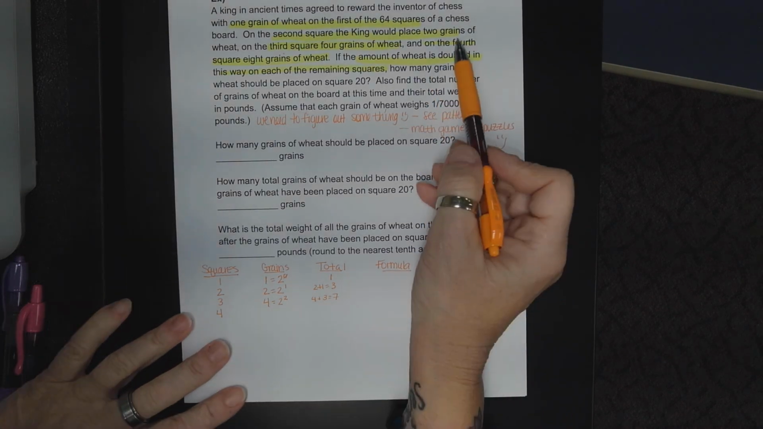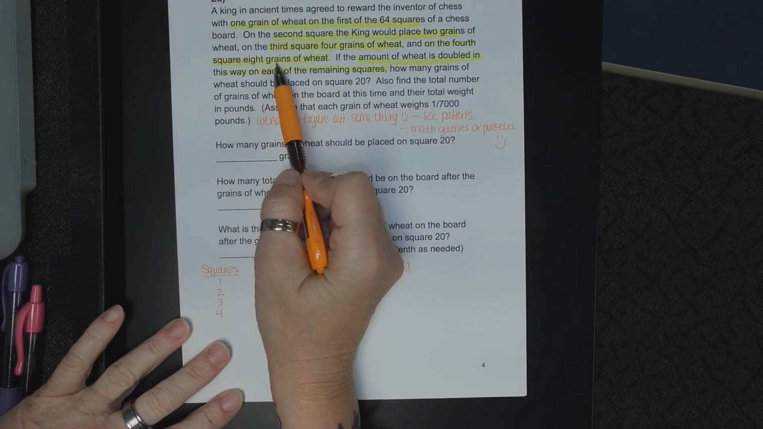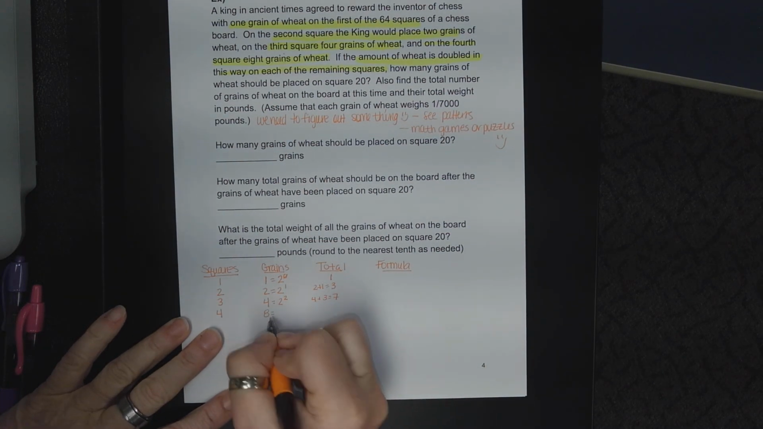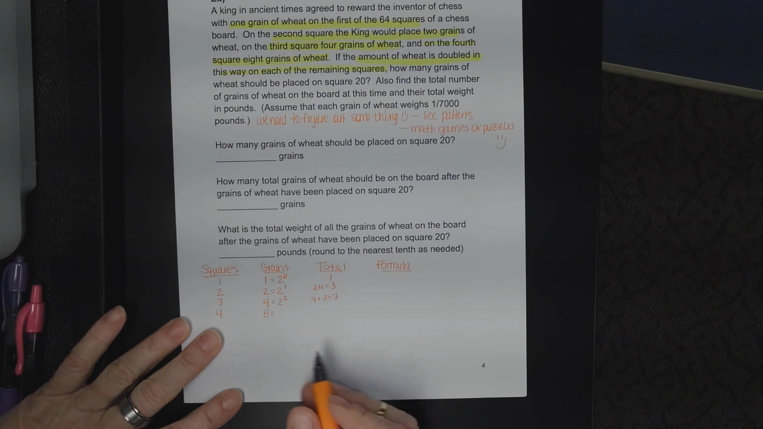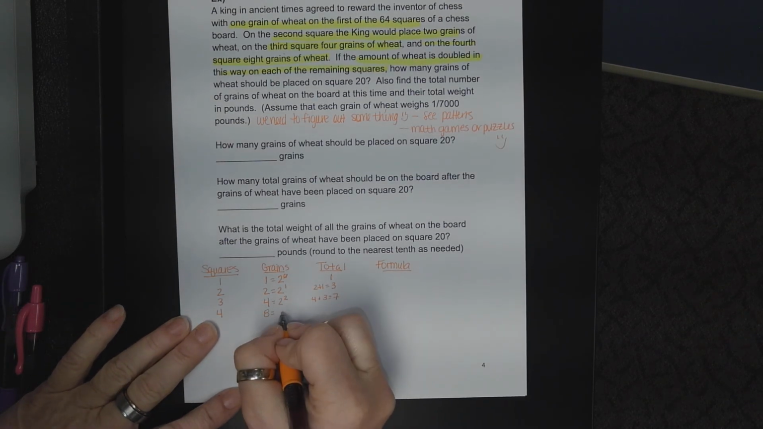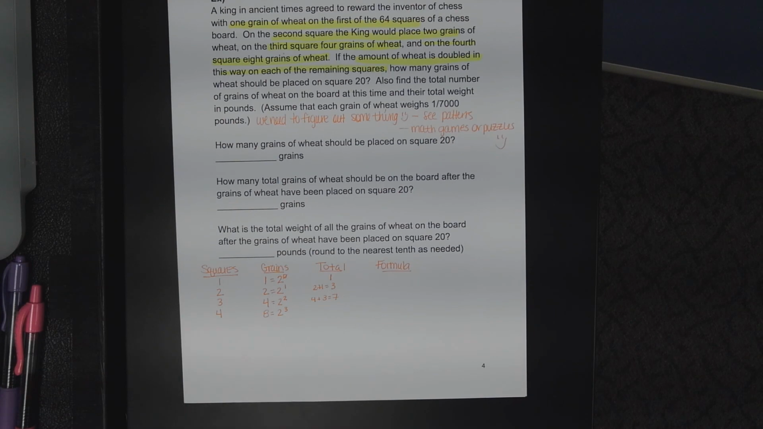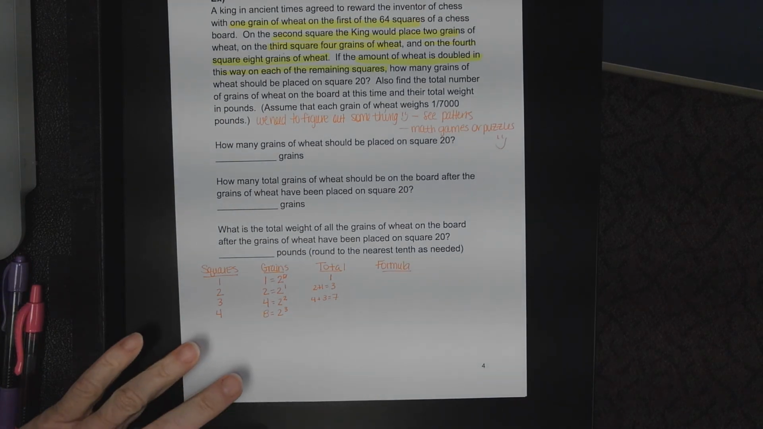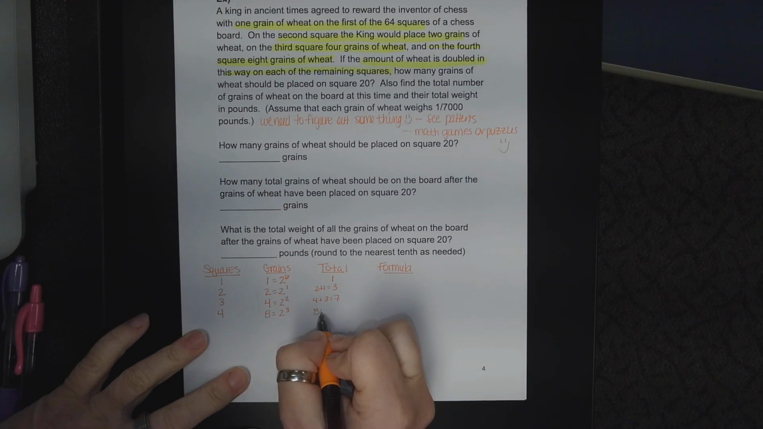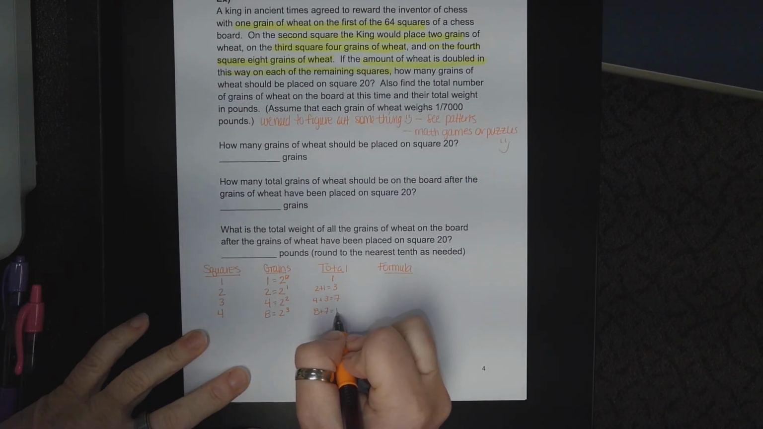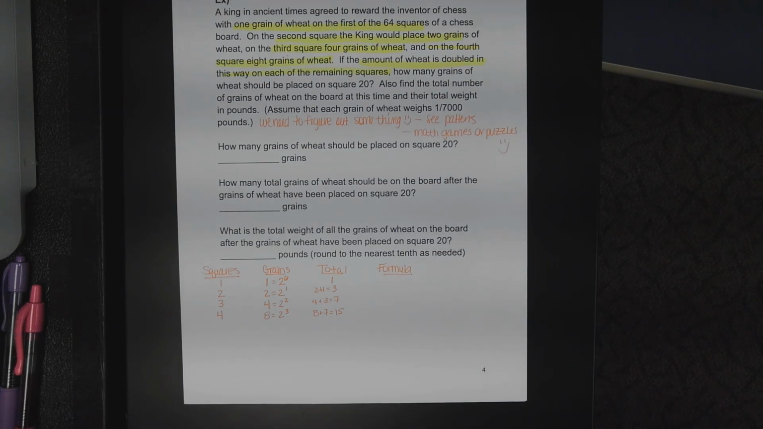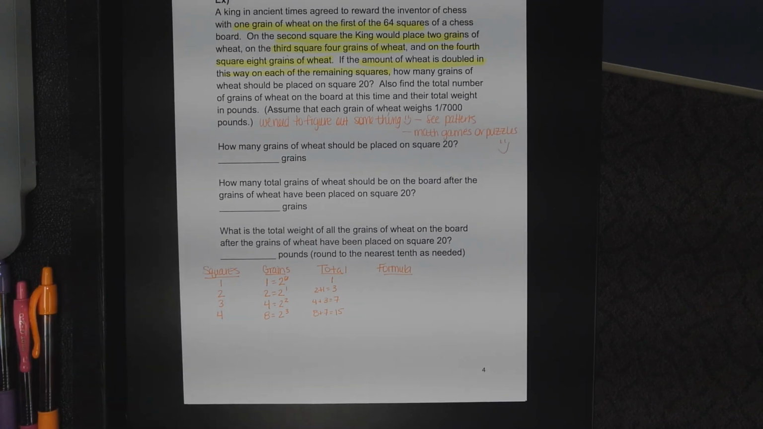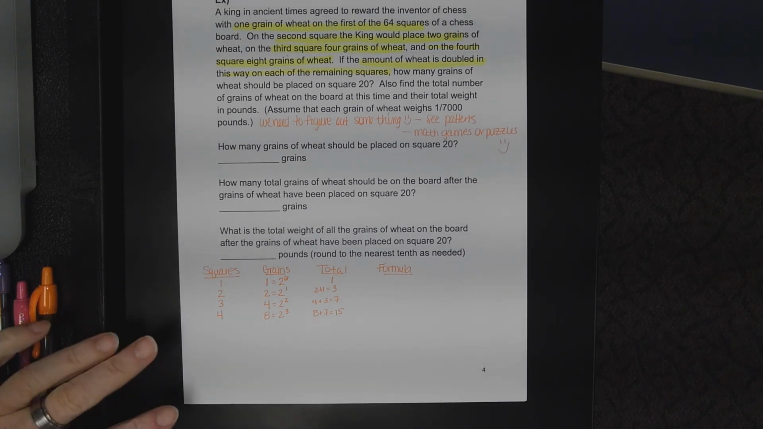Let's look at 4. On the fourth, he gave us 8. And that would be 2 to the third power, right? So now to figure out our total, we're going to have 8 plus these 7. So that's going to give us 15. So that's the squares that we know. Now we're going to try to figure out, let's jump to a different one. I like this one. Now we're going to try to figure out what's going on at square 20, right?